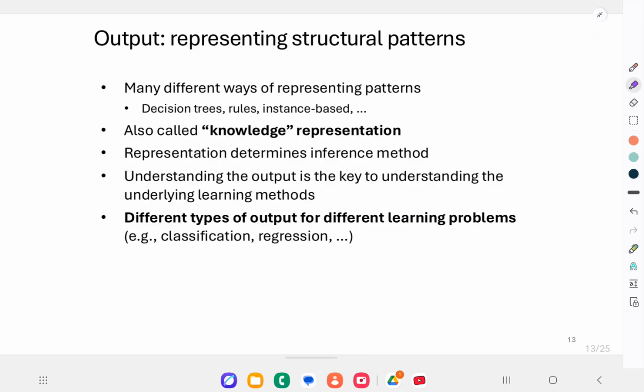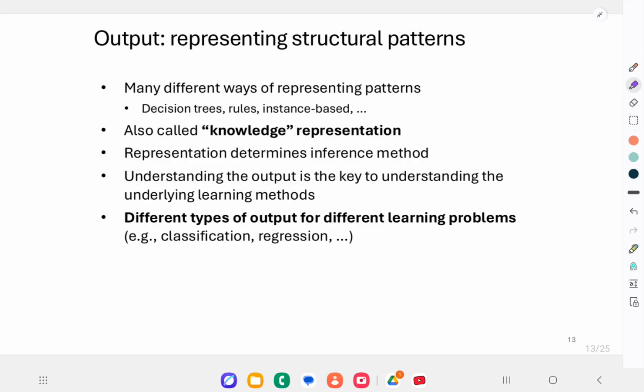So what does a model actually produce? What's the output? How does it represent the patterns it has learned from the data? The answer is it produces structural output, or what we call knowledge representation. Different learning algorithms produce different kinds of models, and those models are expressed in various structural forms. Some of the most common ones include decision trees, rules, and tables. These are all different ways of encoding what the model has learned.